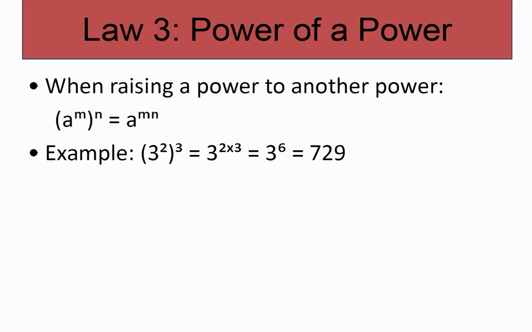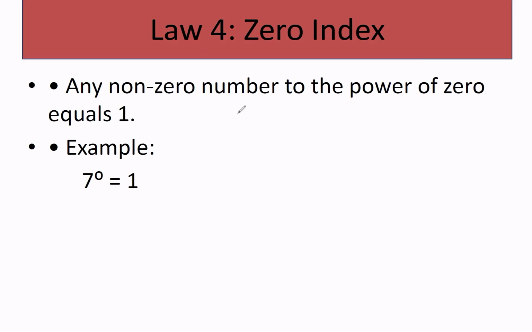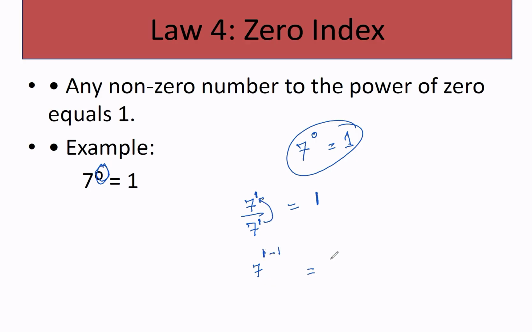Next part, zero index. What is zero index? Zero index means that the power is 0. Okay, anything raised to the power 0 is equal to 1. Now most students will ask, sir, why? The reason is, if I say 7 divided by 7, what's the answer? It's 1, right? Why is the answer 1? Because you can see here the power is 1, here the power is 1. When you bring this 1 on top, you have to change the sign of it. 1 minus 1. Now 1 minus 1 is what? 0. So therefore 7 power 0 is 1.